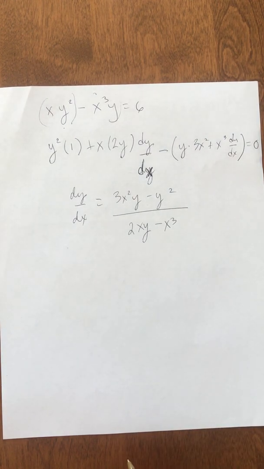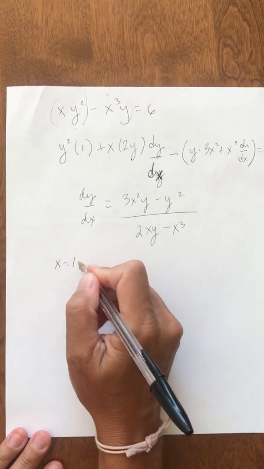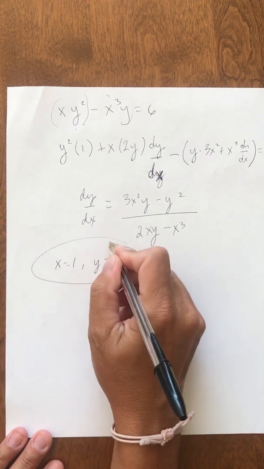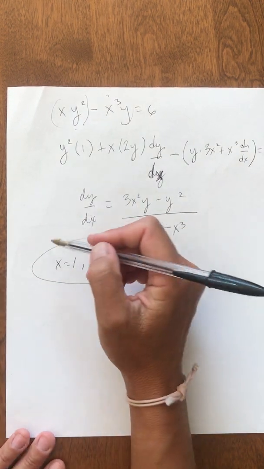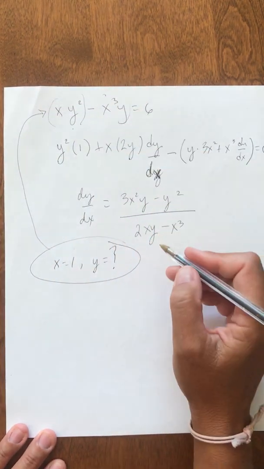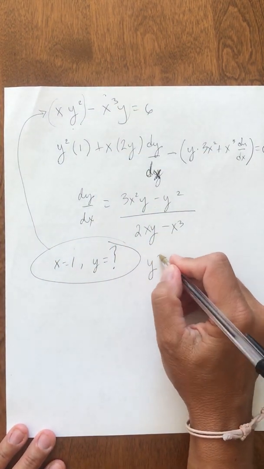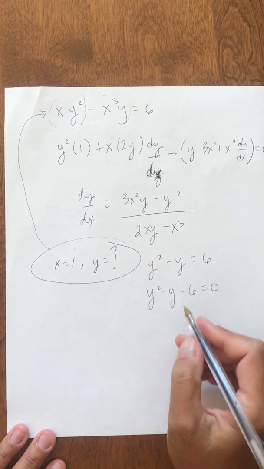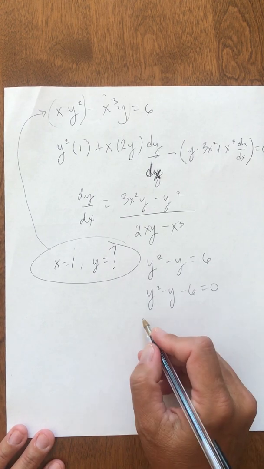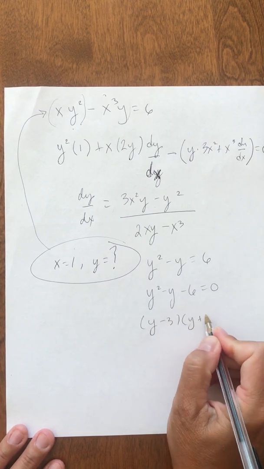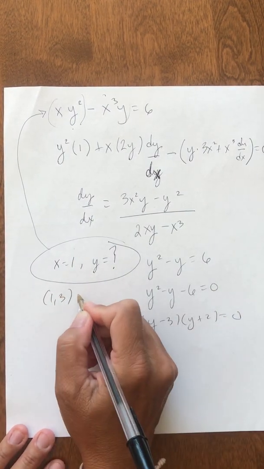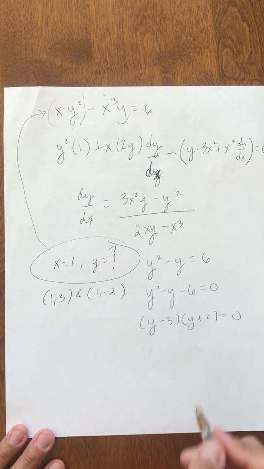All right, so find all points on this curve whose x coordinate is 1. When x equals 1, how will I find y? Do I need my derivative for that? Absolutely not. I need to plug these into here. So when x is 1, I get y squared minus y equals 6. Y squared minus y minus 6 equals 0. Take me back to algebra 1. I get (y minus 3)(y plus 2) equals 0. My 2 points are (1, 3) and (1, negative 2).